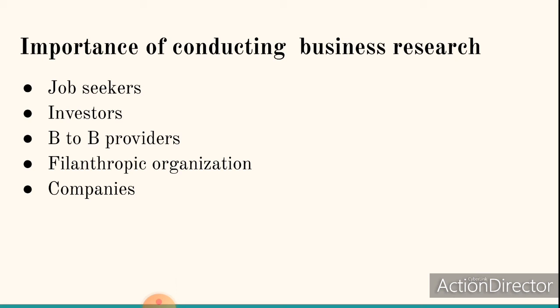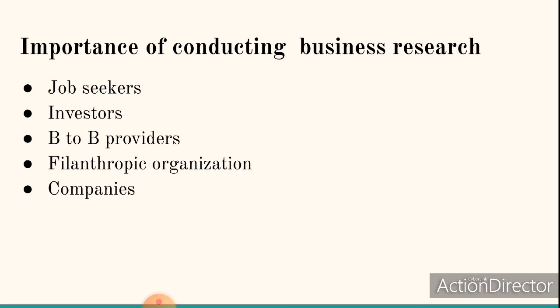Now the next one is philanthropic organization. A philanthropist is a person who practices philanthropy. That means one who loves to help others or wishes to give donations. They always search for philanthropic organizations. A philanthropic organization is an organization that supports backward or poor people. So philanthropists always search for philanthropic organizations to give donations. For finding out philanthropic organizations, a philanthropist conducts research.